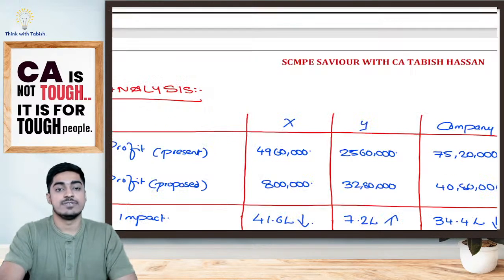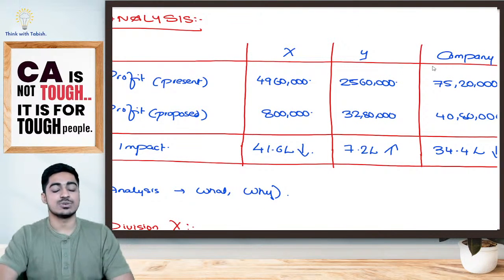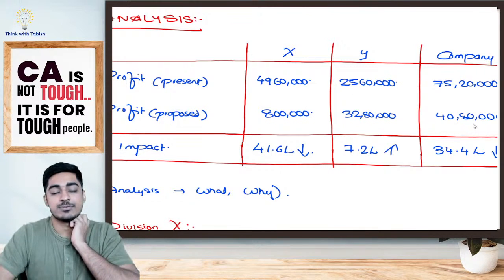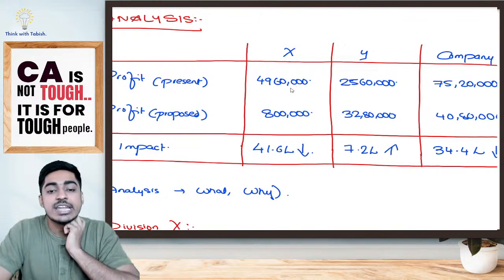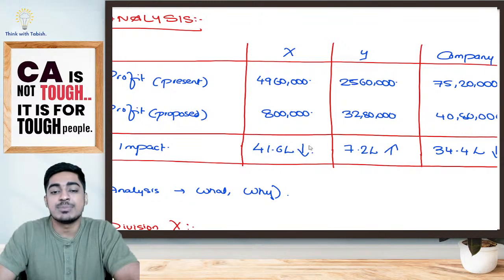With this, we are going to analyze division X, division Y, and the company as a whole. Present, previously what happened? This was the profit. Now this is the profit. Previously X was earning 49 lakh 60,000. Now it is earning only 8 lakh. So now the profit has come down by 41 lakh 60,000.